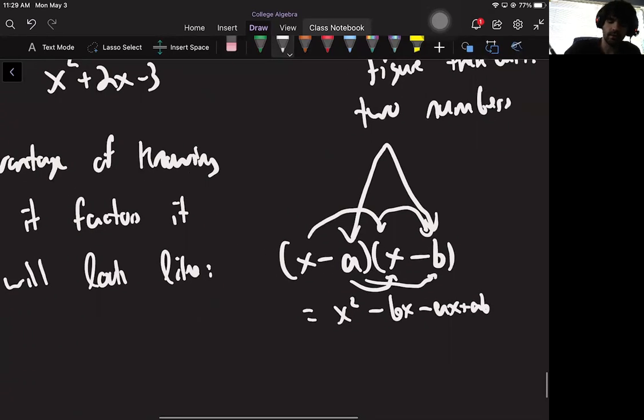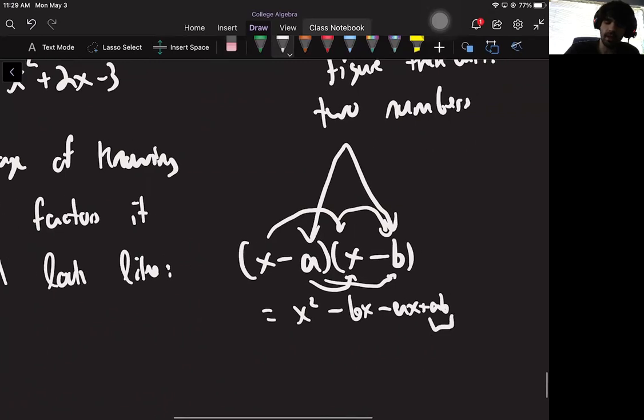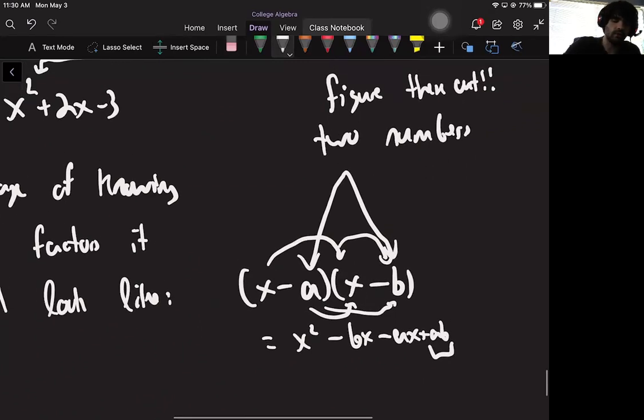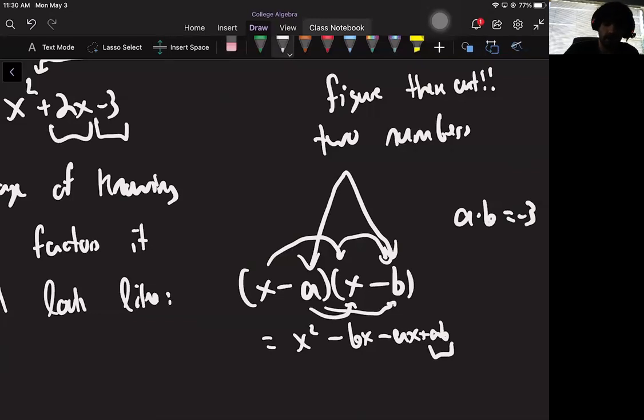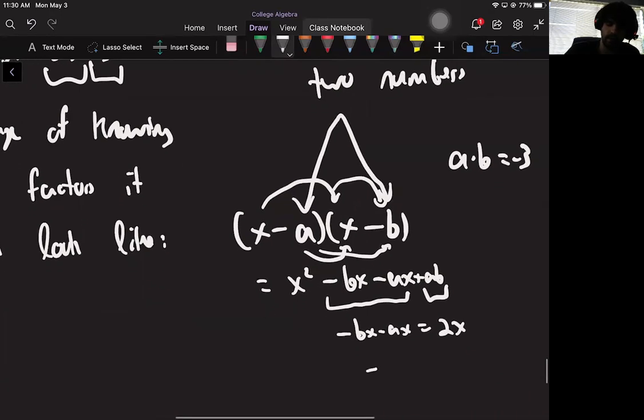So the idea is that a and b will multiply together to be the number at the end, which would be negative 3 in this case. So a times b will have to be negative 3. And this 2x will need to be the result of putting negative bx and negative ax together. So that will have to be 2x. In other words, negative b minus a will have to be 2. So that is going to help us figure out a and b.